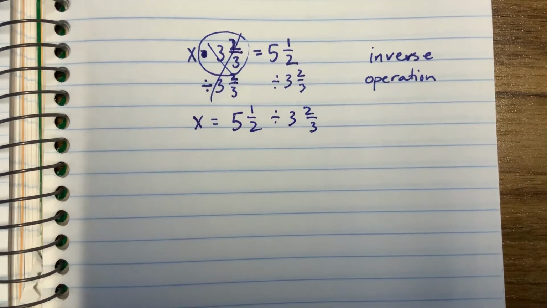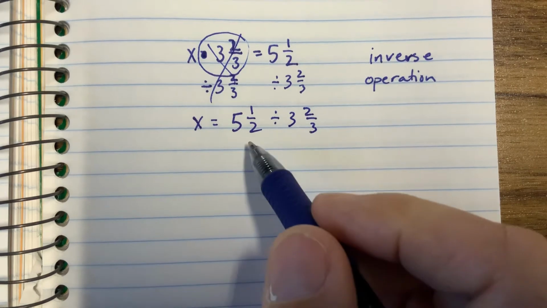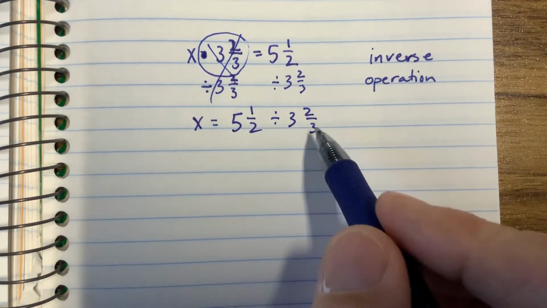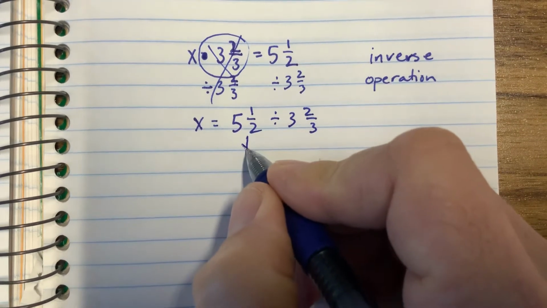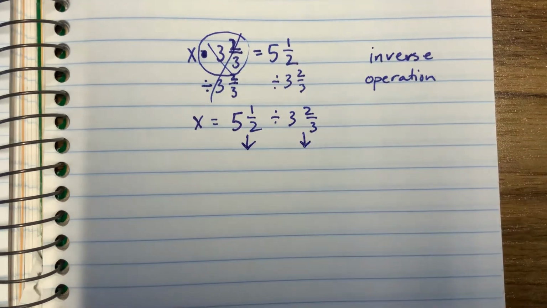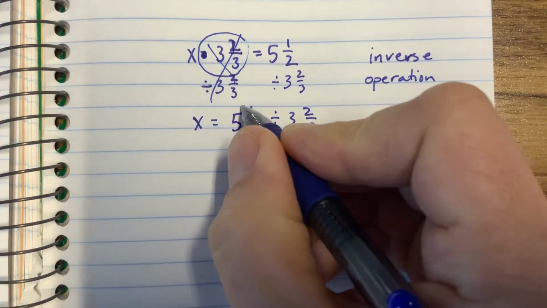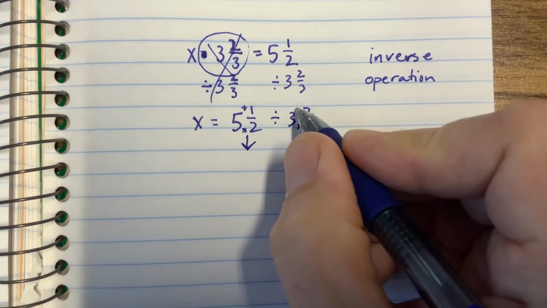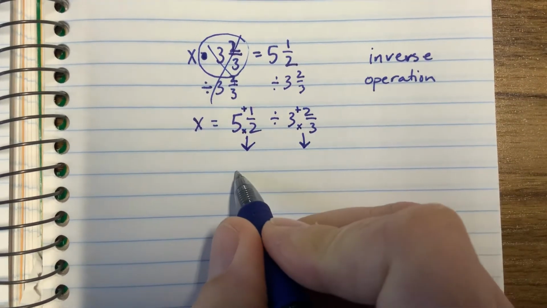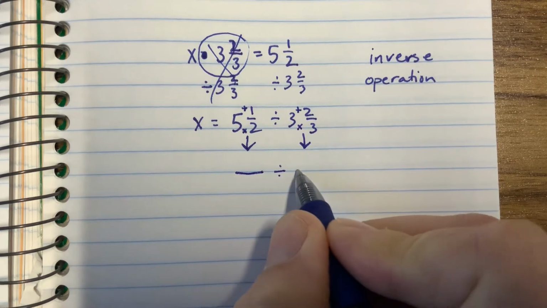Okay, so we have a dividing mixed numbers here, and with dividing mixed numbers, or fractions, the rule is we can't have whole numbers, so we're changing these mixed numbers into improper fractions, times add. So we're getting improper fractions here.